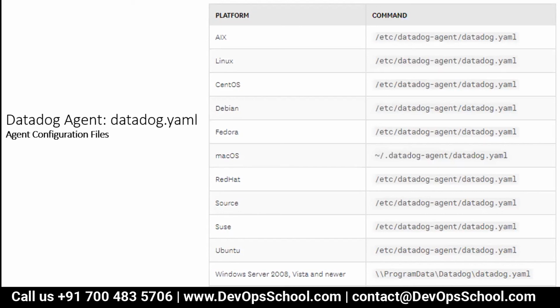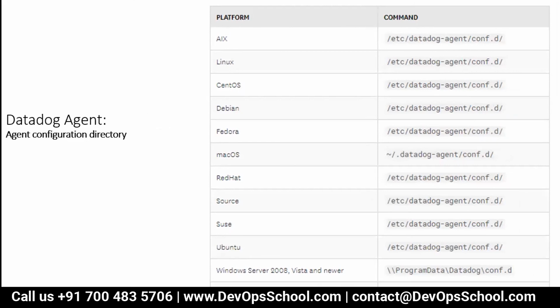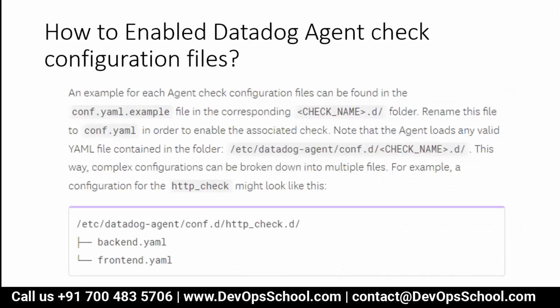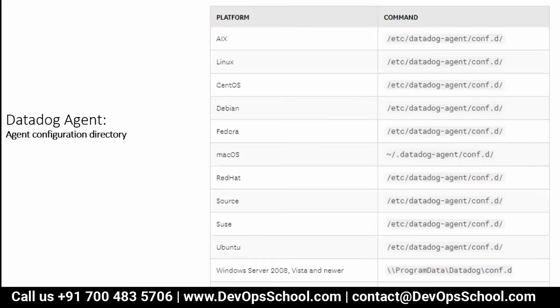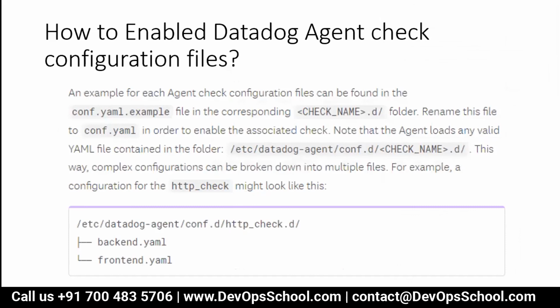But if you have integrations available for third party, 450 plus integrations are available. If you want to enable and modify those integrations, you have to store the configuration file in this directory. During the demo, I'll show you. So here, this is the Datadog agent configuration directory, located in Linux under /etc/datadog-agent/conf.d, and in Windows, under ProgramData/Datadog/conf.d.